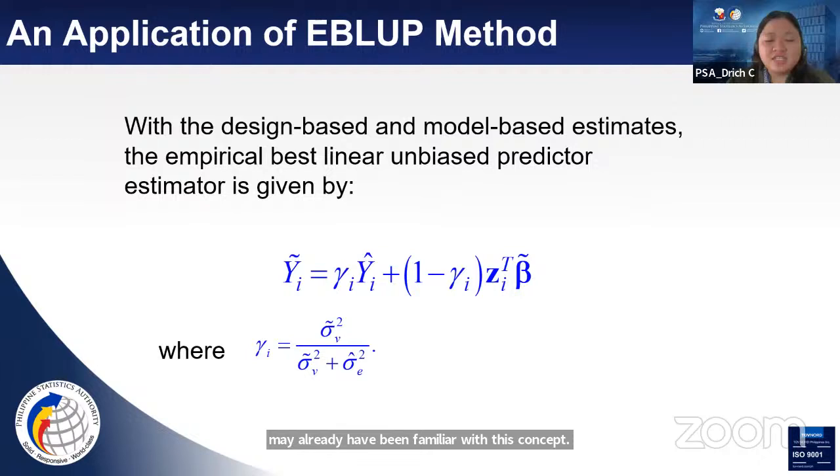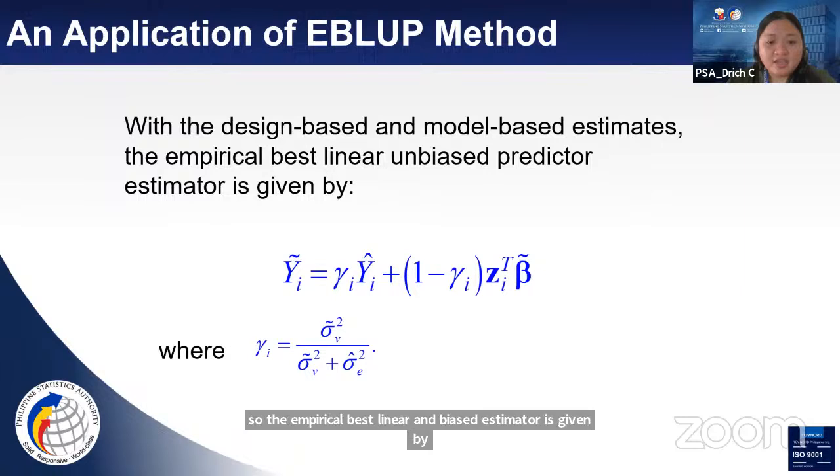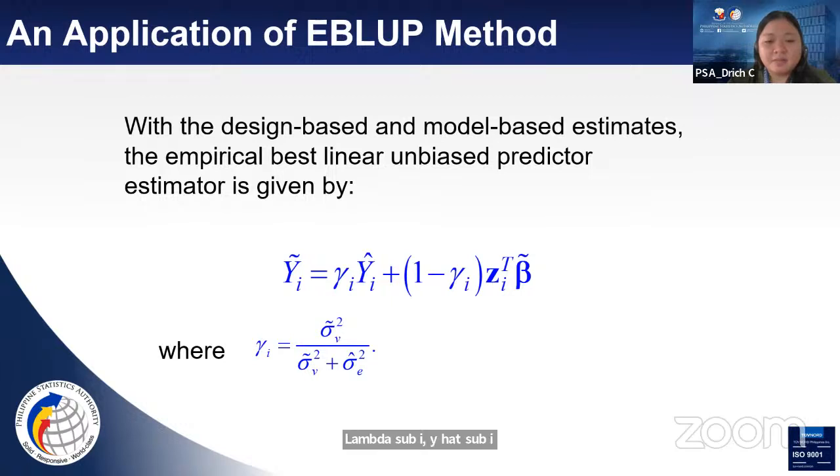And then with the design-based and model-based estimate, the empirical best linear unbiased estimator is given by y sub i equals lambda sub i times y hat sub i plus 1 minus lambda sub i times the regression component, wherein x sub i are the auxiliary variables with the coefficients, where lambda sub i is just sigma squared over sigma squared plus the variance of the error. So lambda sub i is just the weight for the EBLUP.